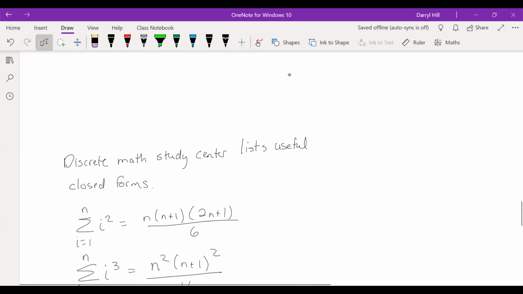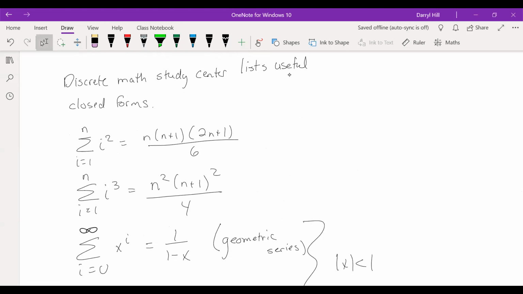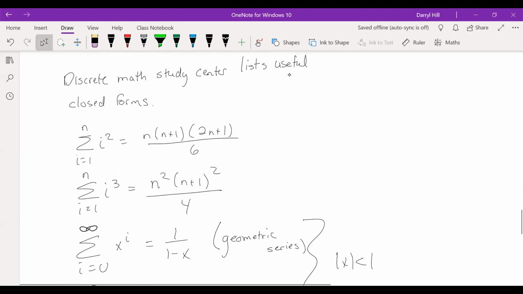So if you go to the Discrete Math Study Center, there's a bunch of other closed forms that are listed, and I've copied them down here, albeit far messier. So sometimes we're not summing all the numbers from 1 to n, we're summing all the numbers from 1 to n squared. So then we have this closed form, which we're not going to prove, but you can use it without proof. That's no problem. If we have i cubed, we use this.